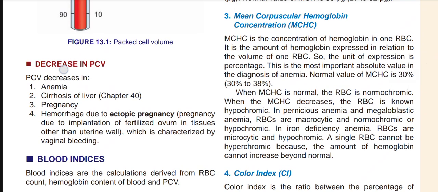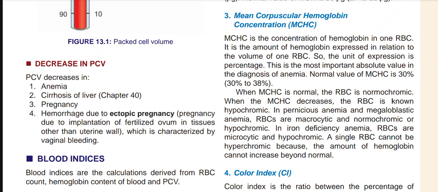MCHC is the concentration of hemoglobin in one RBC. It is the amount of hemoglobin expressed in relation to the volume of one RBC. So the unit of expression is percentage. This is the most important absolute value in the diagnosis of anemia. Normal value of MCHC is 30%, and it ranges between 30 to 38%.